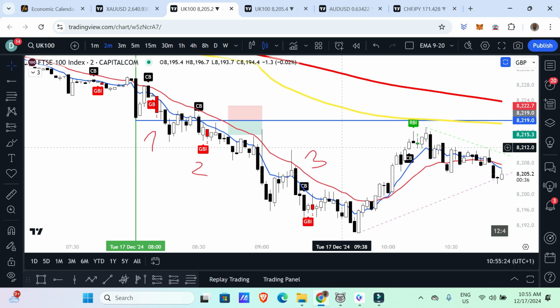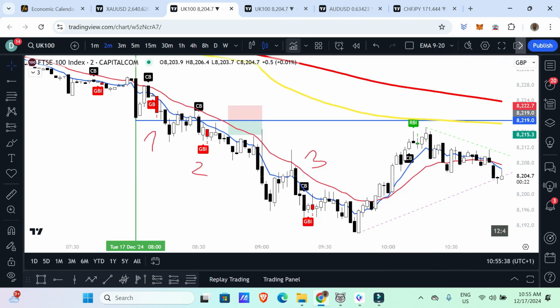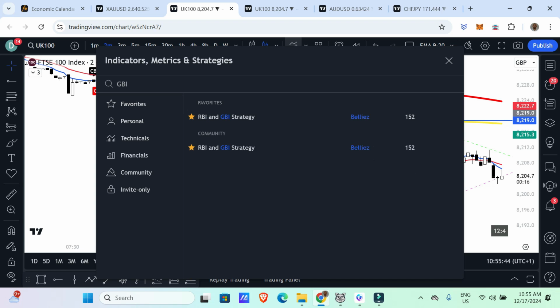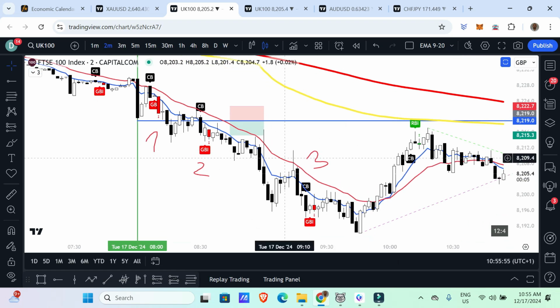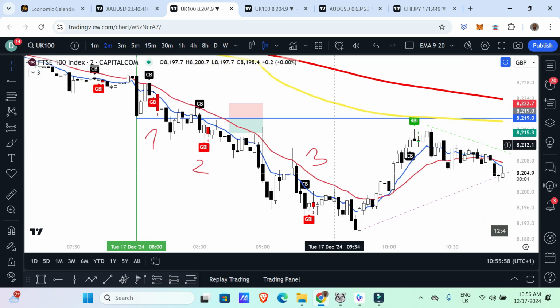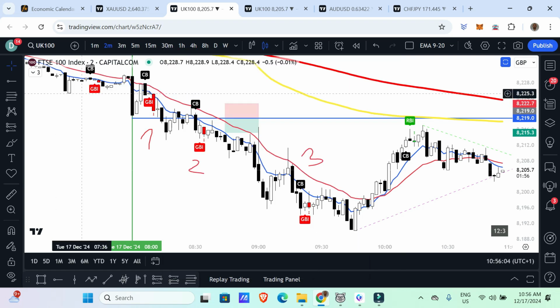So I know how it feels to be confused, but right now I'm giving you the easiest strategy in the world. By the way, I want to show you the indicators I have. You go to this tab. You see that? This is where the indicators are. You click, you write in GBI, and you find this GBI and RBI strategy by Béliès. This is what you see on the chart, giving you the colors. And the blue and the red lines, you can use just normal EMAs. But let me show you my settings for the GBI RBI.